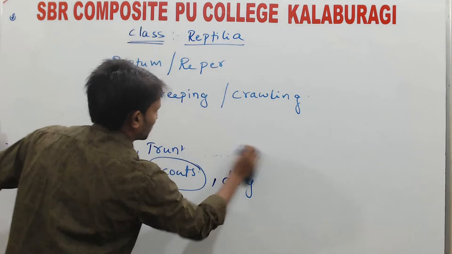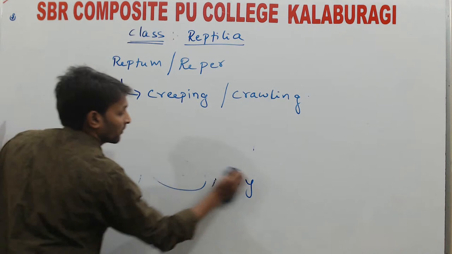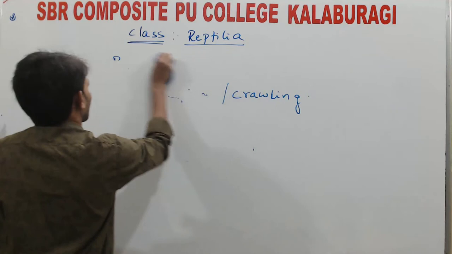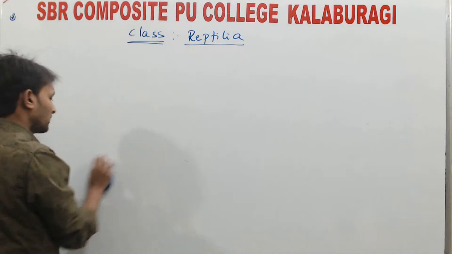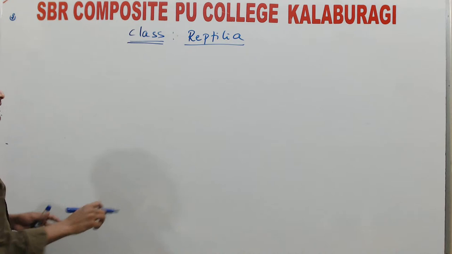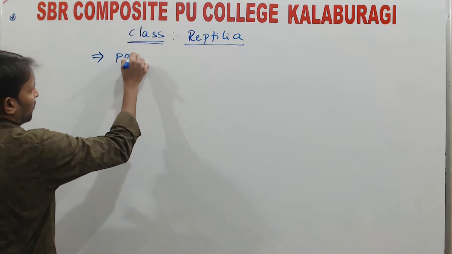Next, similarly like amphibians, previously I told you these are also the poikilothermic or cold-blooded animals. Class Reptilia, commonly we call reptiles. These are also cold-blooded animals. Poikilothermic.